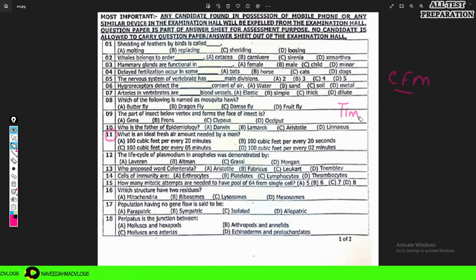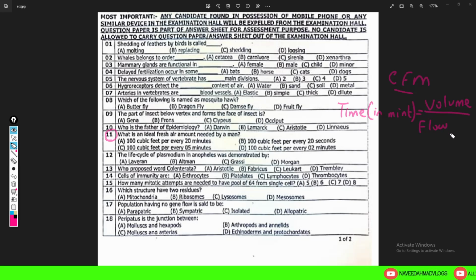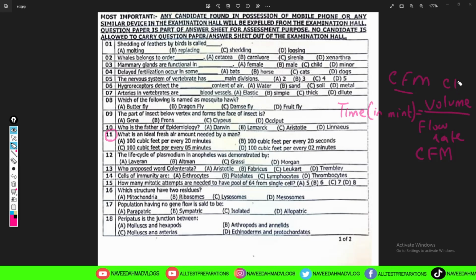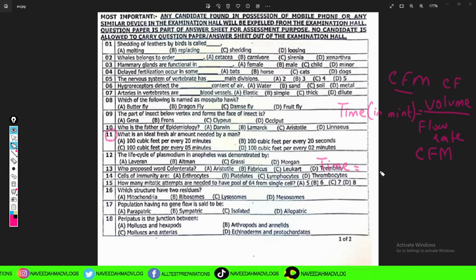The formula is the time. If you find time in minutes, then time is equal to volume divided by flow rate. Flow rate is in cubic feet per minute and volume is in cubic feet. So we can find out the time is equal to volume.